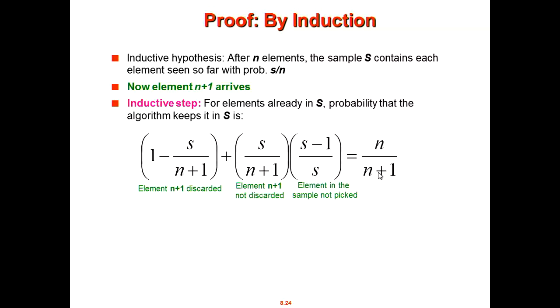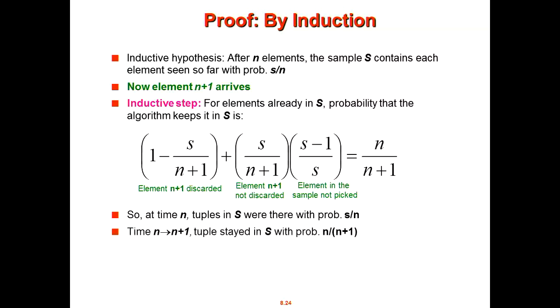So the probability is n divided by n plus 1. By this probability, the element already in S is still kept in S after the new element arrives. Okay? And so at time n, the tuples in S were there with probability S over n. And so at time stamp n to n plus 1, the tuple stayed in S with probability n divided by n plus 1.